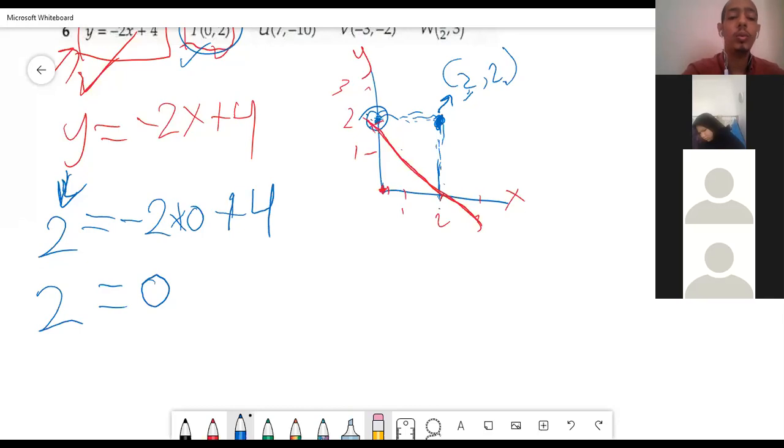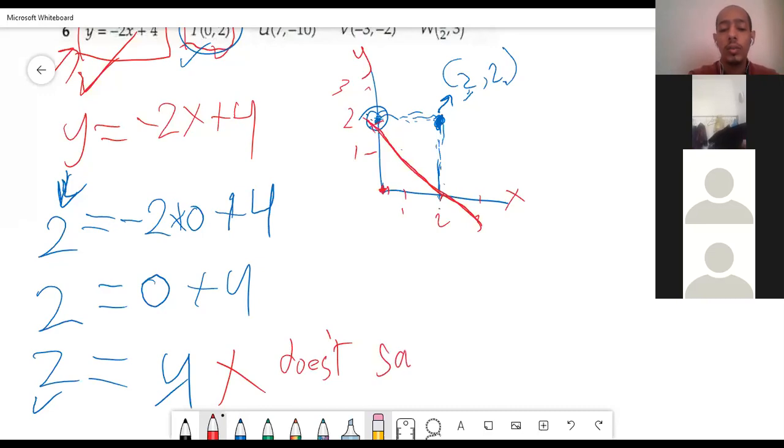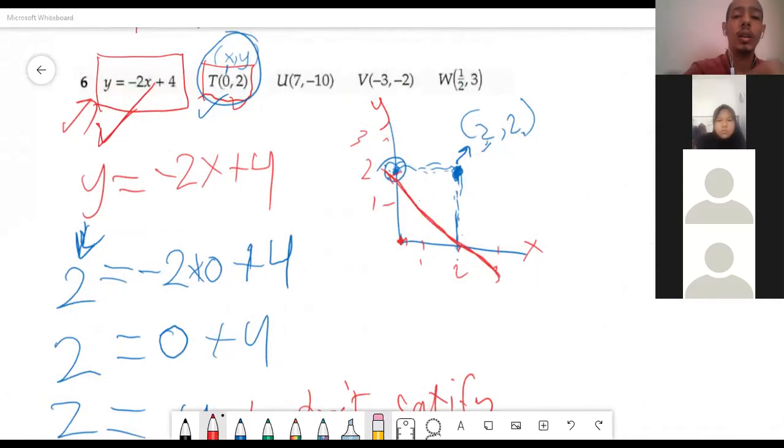So minus 2 times 0 equals 0, plus 4. So here 2 equals 4. Is 2 equals 4? No, right? So this doesn't satisfy our function. This led us to say the point 0 and 2 is not on the line. This is the line, for example, and the point 0 and 2 is going to be outside this line.